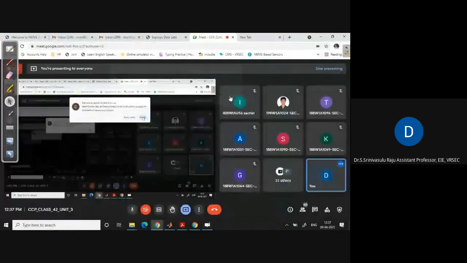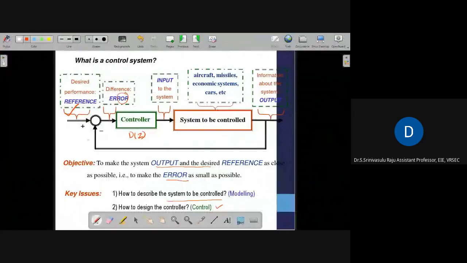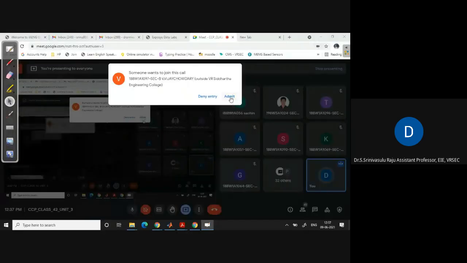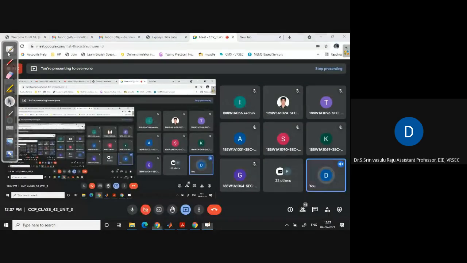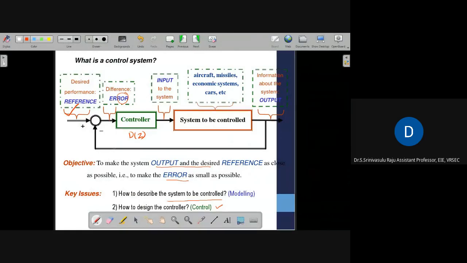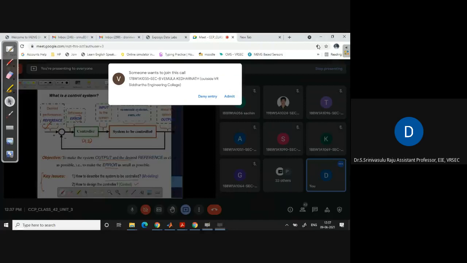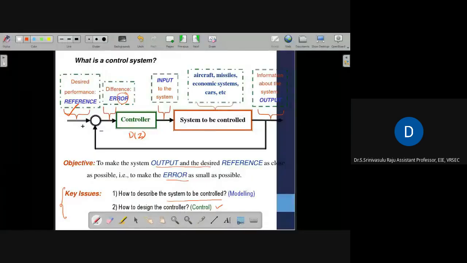If you know the model, then you have to go for the design of the controller. The controller may be anything. What we have learned: Dahlin, Deadbeat, Kalman. You can use any controller, PID. There is no restriction on the type of controller. First you should know the modeling of the process. These are the key issues when it comes to real-time implementation of any control algorithm. If you have any doubts, you can ask at any time.